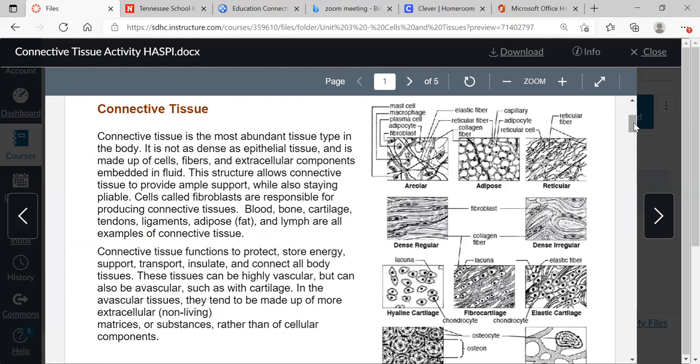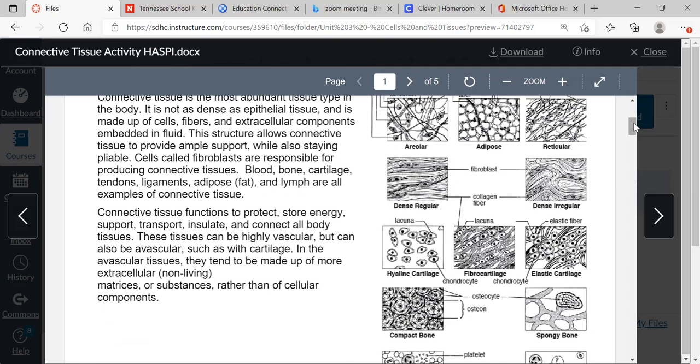Connective tissue is the most abundant tissue type in the body. It is not as dense as epithelial tissue and is made up of cells, fibers, and extracellular components embedded in fluid. This structure allows connective tissue to provide ample support while also staying pliable. Pliable means like flexible, manipulatable. Cells called fibroblasts are responsible for producing connective tissues. Blood, bone, cartilage, tendons, ligaments, adipose, and lymph are all examples of connective tissue.